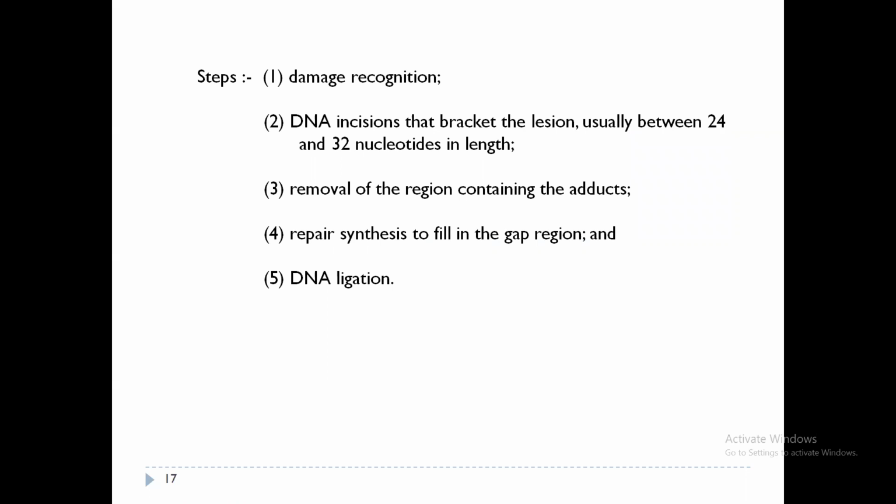So what are the steps in nucleotide excision repair? The first step is damage recognition. Then DNA incisions that bracket the lesion, usually between 24 and 32 nucleotides in length. Then the removal of the region containing the adducts. And then repair synthesis to fill in the gap region, and finally DNA ligation.